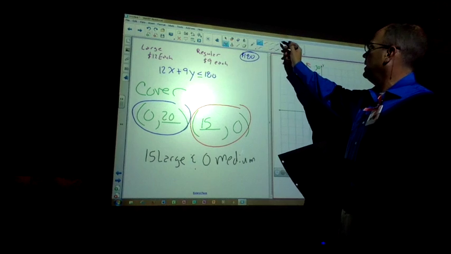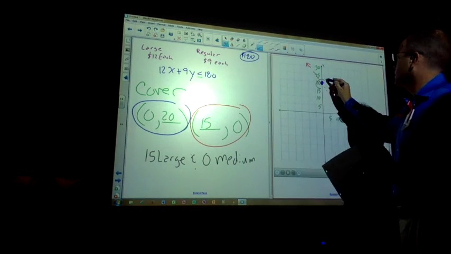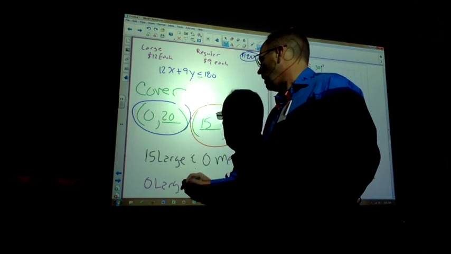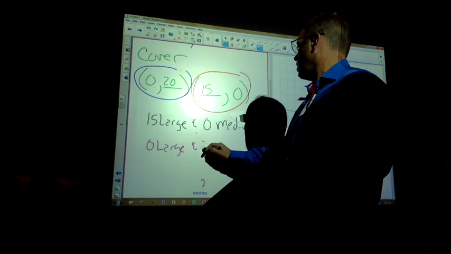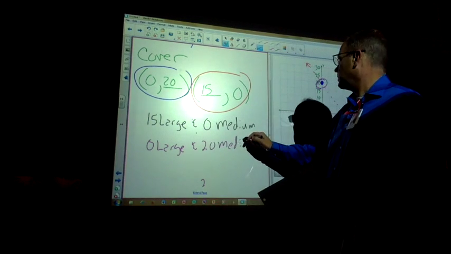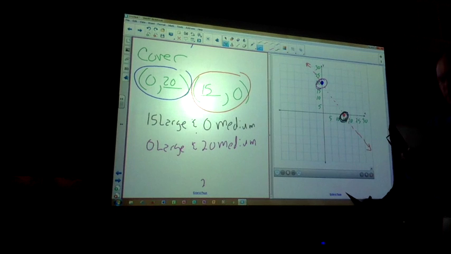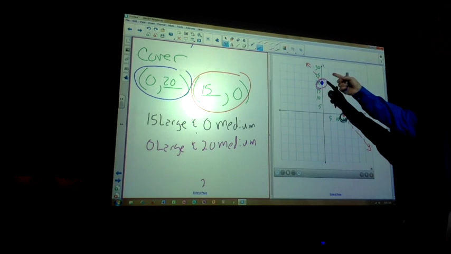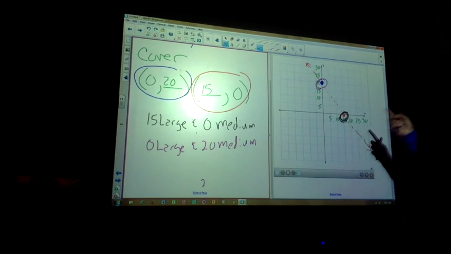What does the y-intercept mean in the context of this problem? Yeah. They can buy 0 large and what? 20 medium pizzas. Does that make sense? We need to balance that out. Okay, so calculate both the x and the y-intercept in the context of this problem. Well, they can either buy 15 large, and that gets them to the 180, or they can buy 20 medium, and that gets them to the maximum that they can spend. Okay?